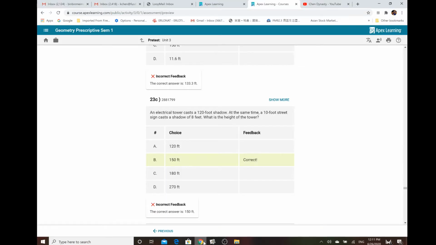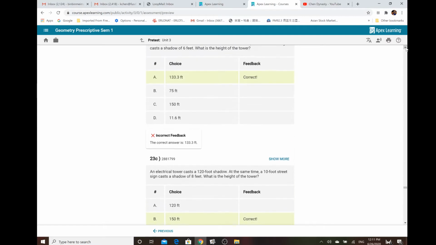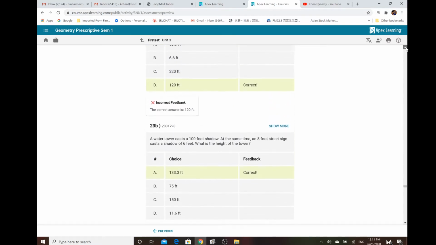So this one is just the continuation of Unit 3 for Semester 1 Geometry, the pretest analysis. Let's see this one right here. It's a word problem for number 23.